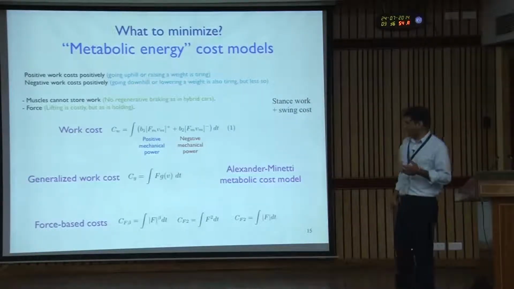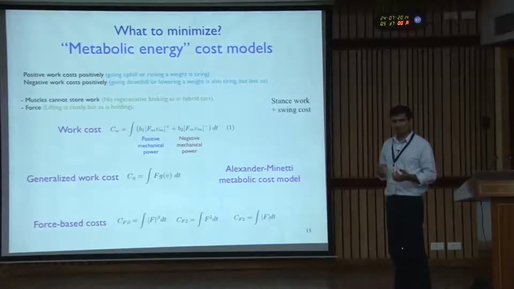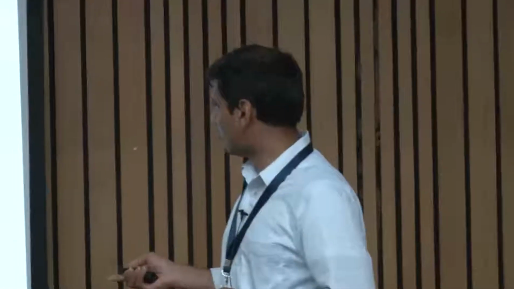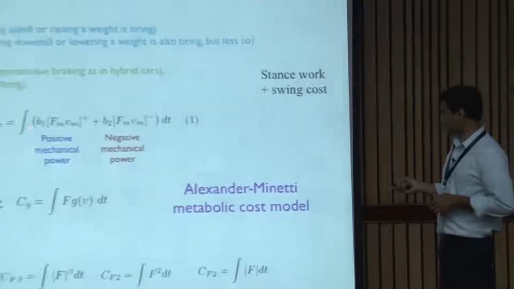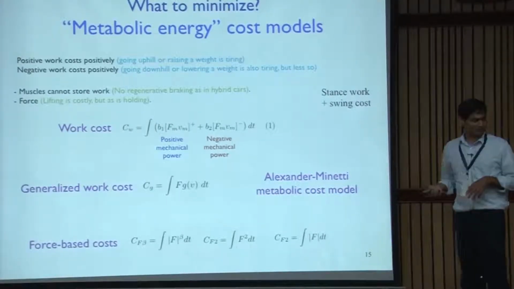reasonably modeled by? There are various models, and there is some controversy in the field about what a good model is. But a simple model is the fact that when you do positive work on the world, you consume energy. In other words, if you raise an object, you need energy for it. If you lower an object by the same amount, in other words, you do negative work, you still need positive energy, but by a smaller amount. So there are these pre-multipliers, B1 and B2, multiplying positive mechanical power and negative mechanical power. B1 is about 4 times B2. And the cost would be the integral of some linear combination of positive and negative mechanical power.